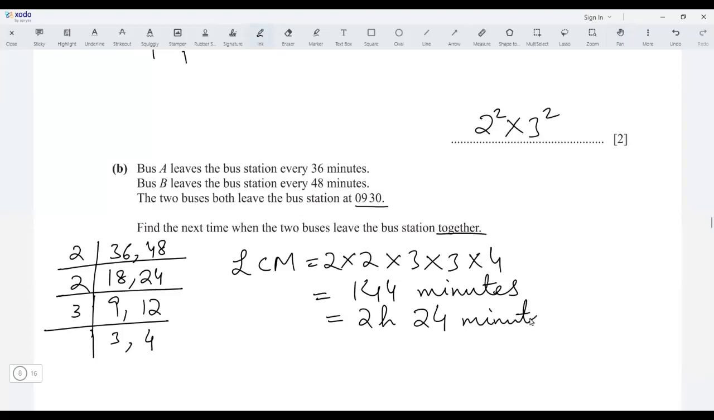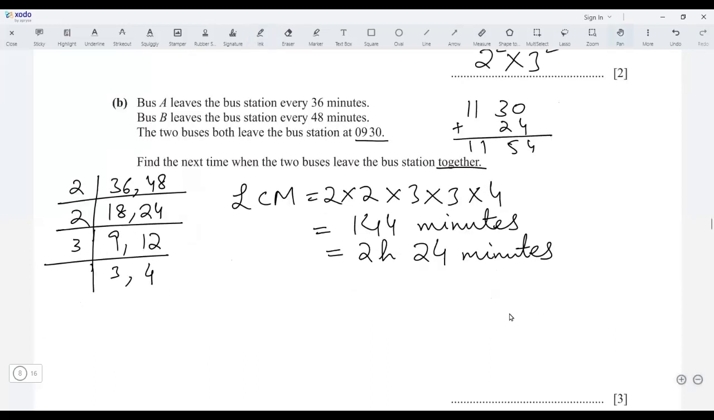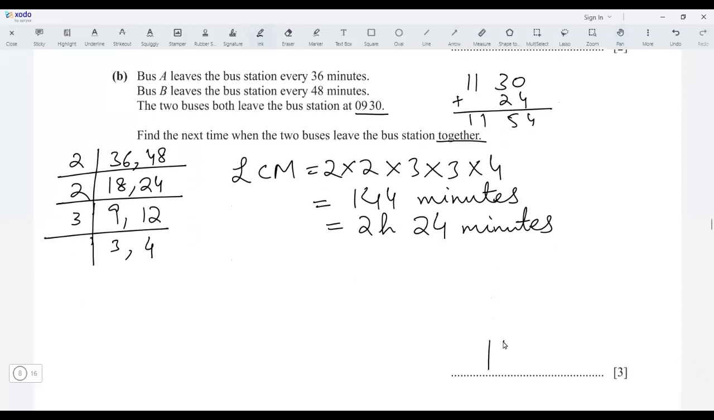Now it is just a simple, normal calculation. Add 2 hours to 9:30, so it becomes 11:30. Then add 24 minutes again, so plus 24 means 11:54. So at 11:54, these two buses will reach the bus station together. So 11:54 is the time.